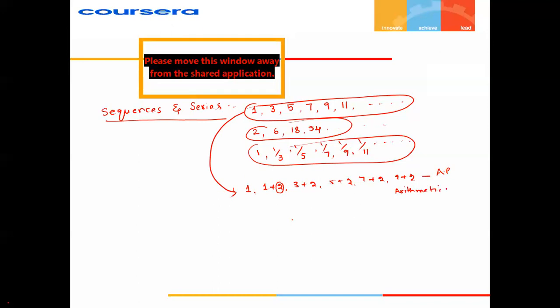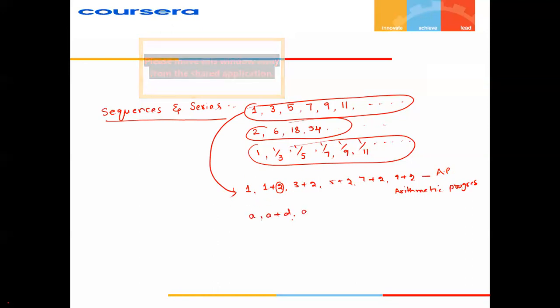There are many patterns, but our interest is in the particular named patterns, where it is something called A, A plus D, A plus 2D, A plus 3D, and so on, where this D is called the common difference.